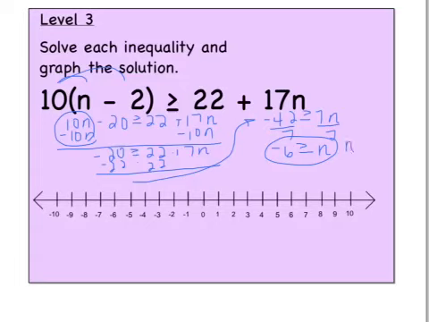Remember, we can reverse that, say n is less than or equal to negative 6, put a closed circle at negative 6, and go to the left.